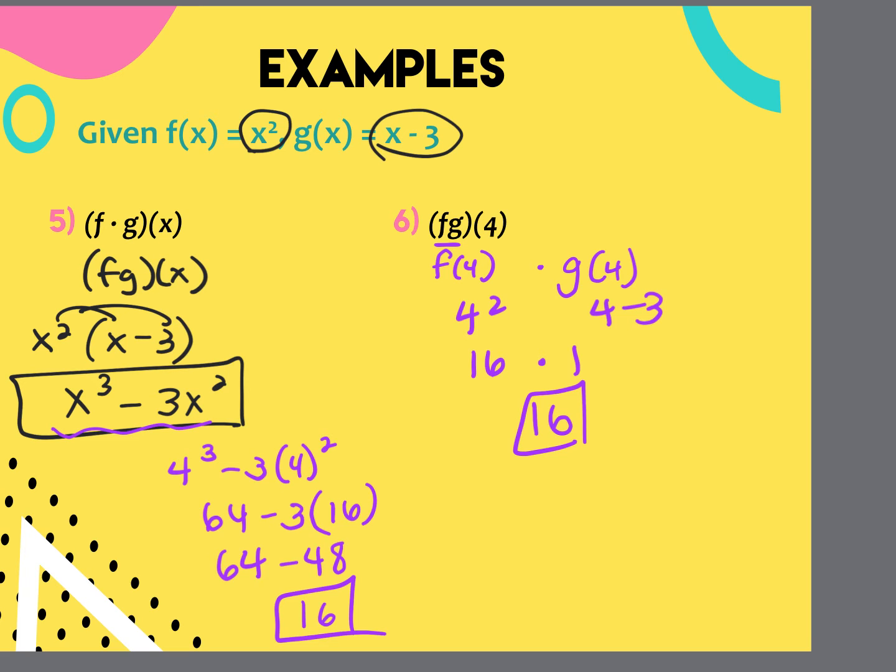Again, if I already did the f times g, it might be easier to do it the first way. But if I'm going straight to f times g of 4 and I didn't already combine mine, I would probably do it the second way. But it's completely up to you. And shoot, if you had the extra time, you could do both and check.